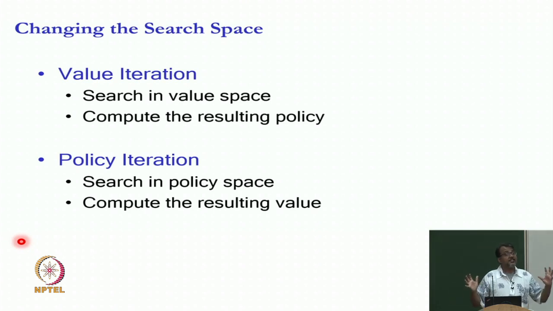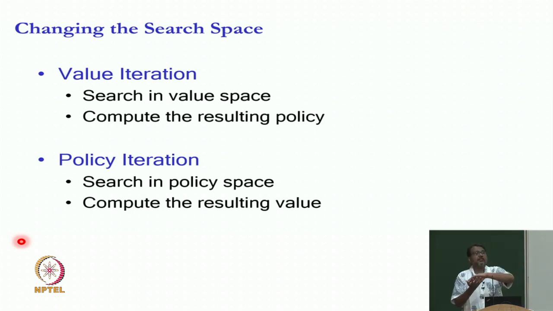See, the value function space is an uncountably infinite space, but how many policies do we have in our domain? We have a finite number of policies. So, what is happening is that we are trying to get to a policy which is one of the many finite policies, but we are moving in the uncountably infinite space.